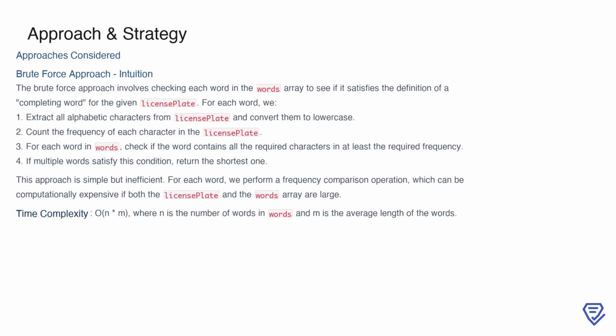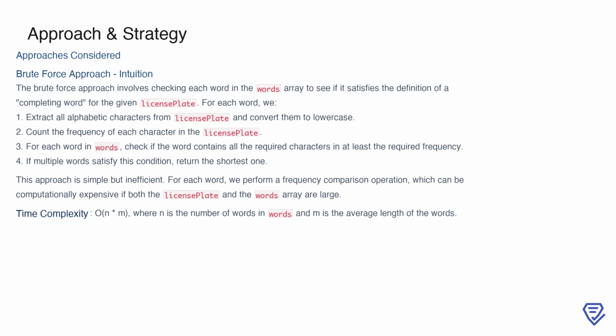To solve the shortest completing word problem, one approach we can consider is the brute force method. The idea here is to check each word in the given array of words to determine if it meets the criteria of a completing word for the license plate. First, we extract all the alphabetic characters from the license plate, convert them to lowercase, and count how frequently each character appears. Once we have this character frequency map, we iterate through each word in the array and check if it contains all the required characters in at least the same frequency. If multiple words satisfy this condition, we return the shortest one.